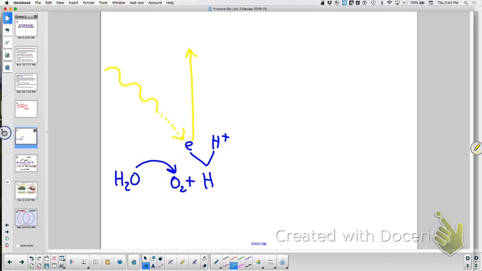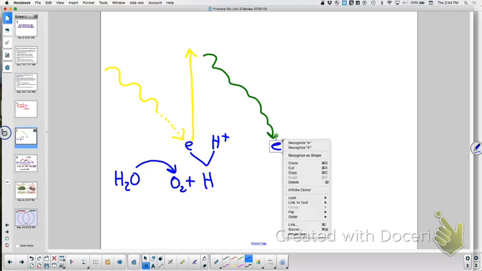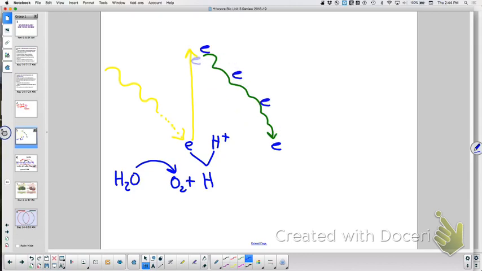All right, and here's my electron now again. He was very excited. Now, what is that called that we just diagrammed right there? Photosystem 2. Okay, so this is photosystem 2. I'm just shortening it for that.